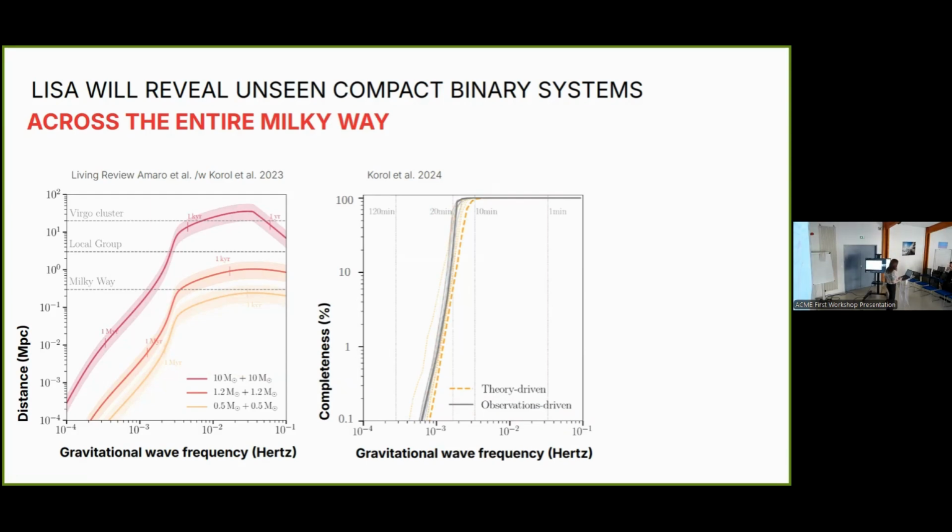And at a couple, 2-3 millihertz, we're reaching 100% completeness. So what this means is that we see all binaries that are out there in our galaxy. So we can simply count how many sources LISA can see at these frequencies to know how many are out there in total. And to be honest, even at the lower frequency, we know that these binaries are evolved by gravitational wave radiation. So we can extend these constraints to lower frequencies as well. So what does it mean?